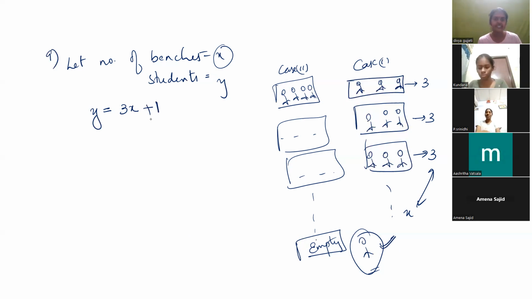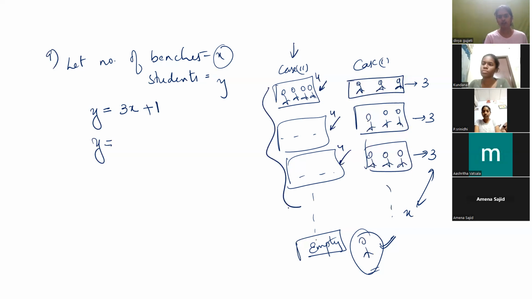Now see the next one. In the second case also, is the students' number changing? No, ma'am. So again, let me write the number of students. The total number of students is equal to, in this case, there are four students in each bench. So in total how many students are there in all the benches? 4X.